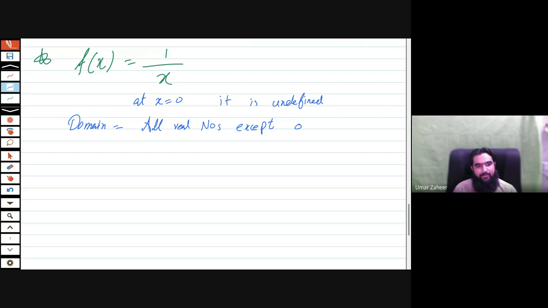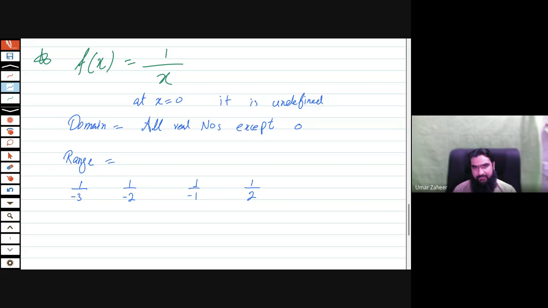If you are going to talk about the range of this function, what will be the range? I need to check this one. I will substitute different values. Let's substitute x: 1 divided by minus 3, 1 divided by minus 2, 1 divided by minus 1, 1 divided by, we cannot substitute 0. So let's say 1 divided by 2, like this. Just tell me the answer.